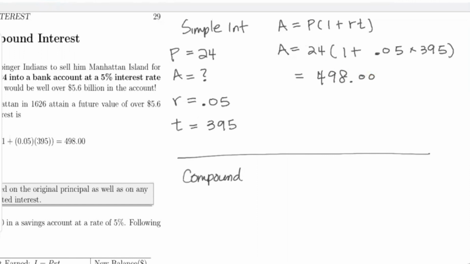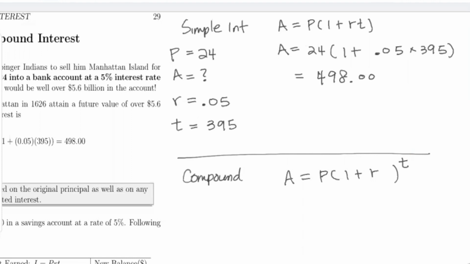Now compound interest, the interest on interest. I'm going to modify it from this simple interest formula. A equals P times (1 plus RT). I want to remove this T and put it into the exponent. That's the only difference from simple interest to compound interest.